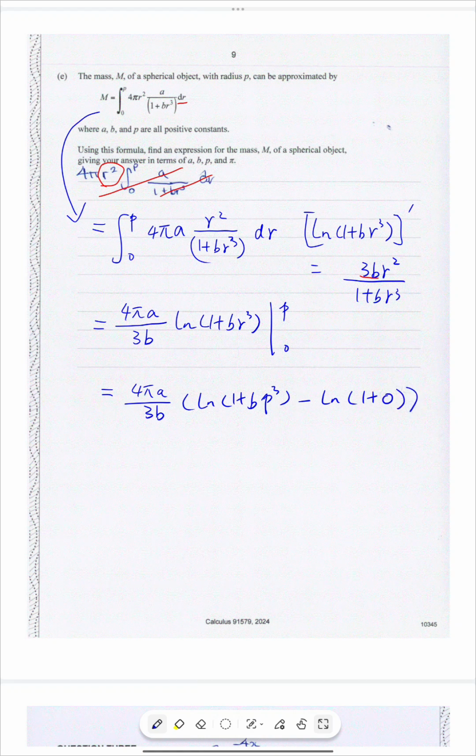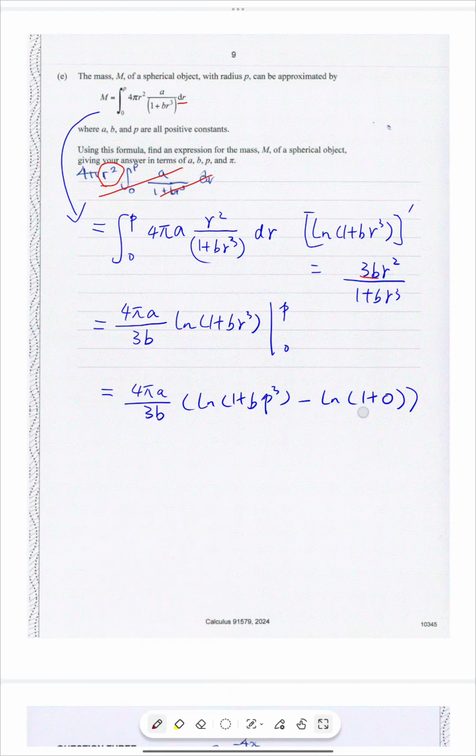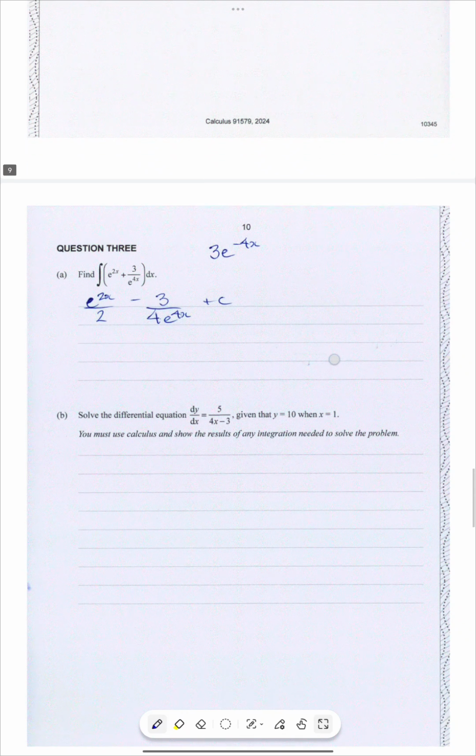Okay. Now for this part, ln 1 is just 0. The final answer is this. Easier than it looks, isn't it? All right, let's move on.